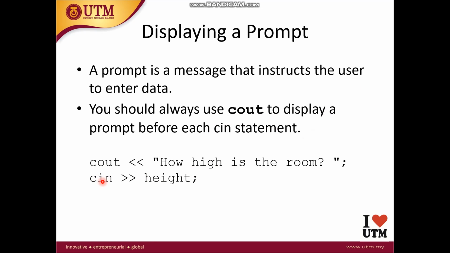For example, here cin height. So what is height? The height of a person, the height of a room, the height of a rectangle, or what? So cout is being used in order to show the prompt. How high is the room? This is called a prompt, okay?